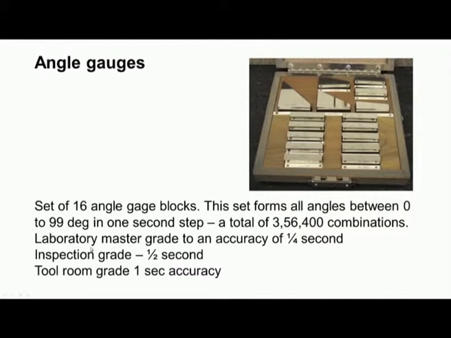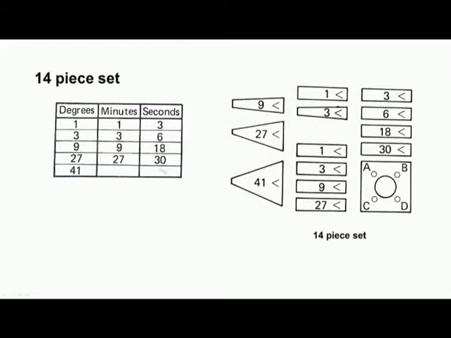Different grades of angle gauges are available. Laboratory master grade to an accuracy of 1/4 second is available. The inspection grade angle gauges are available with an accuracy of half second, and then tool room grade angle gauges are available with 1 second accuracy. So, whenever we want to calibrate other angle measurement devices, we use these laboratory master grades for calibration of angle measuring devices.